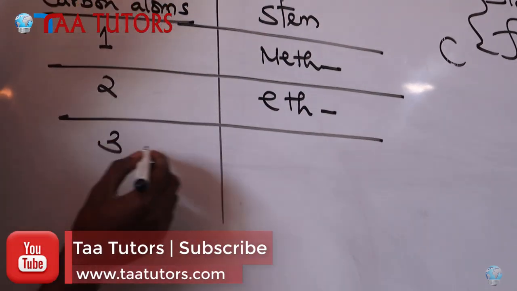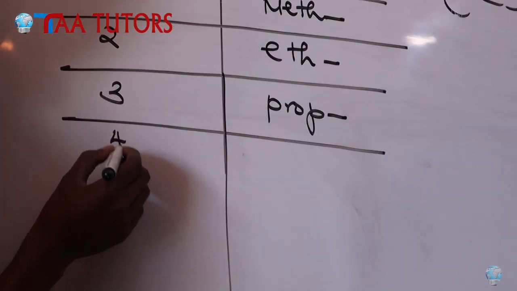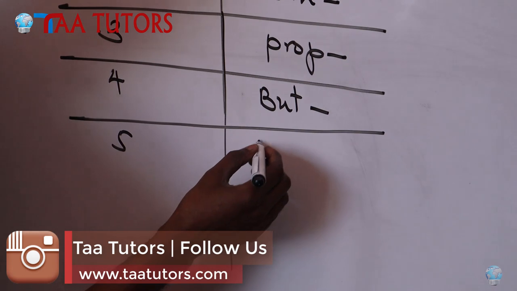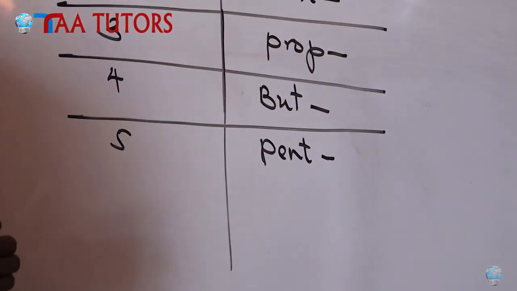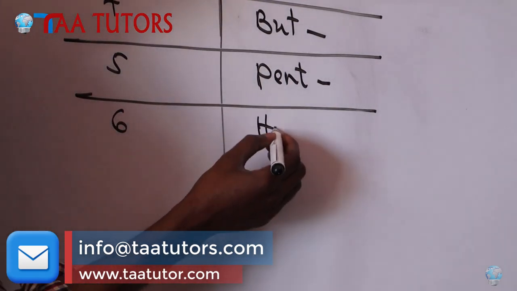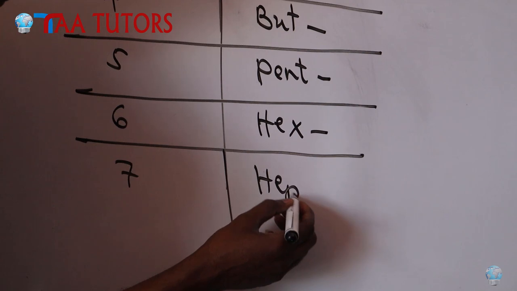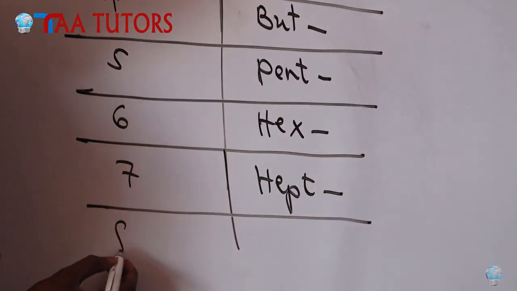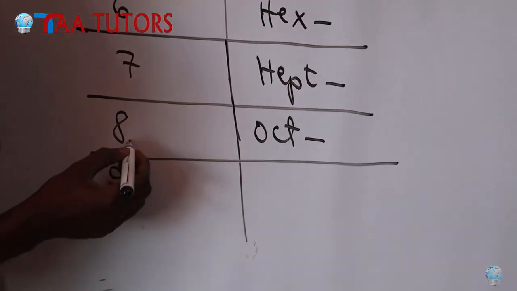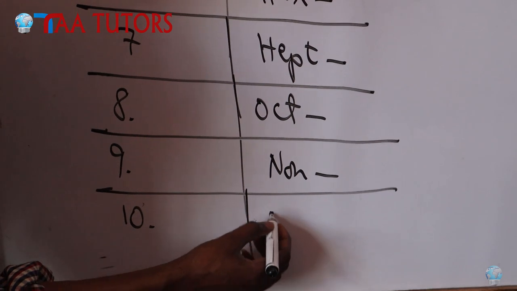Number three is prop. Number four is but. Number five is pent. You realize that pentagon, that is something you met in math in primary. We have six, hex; seven, hept; eight, oct; nine, non; and ten, dec.